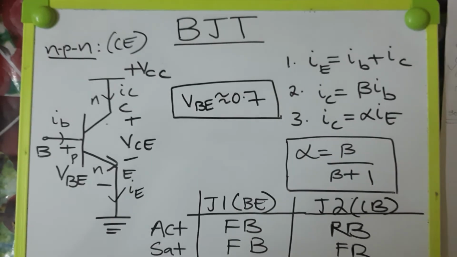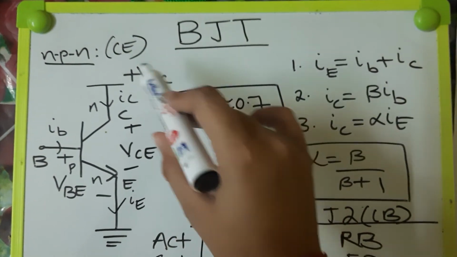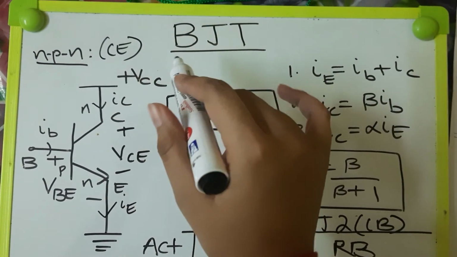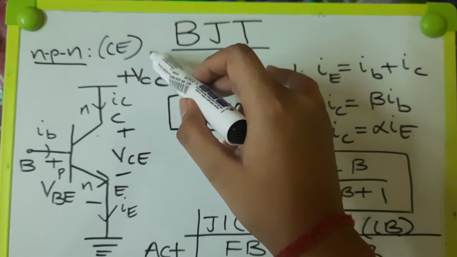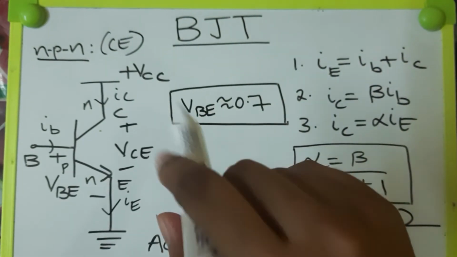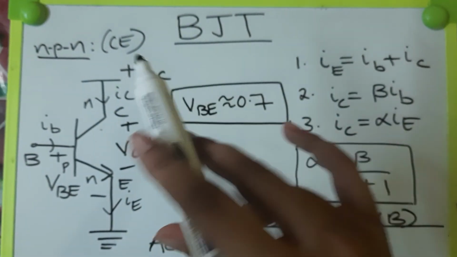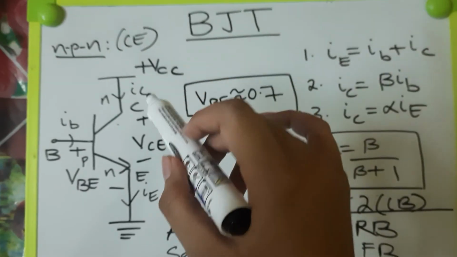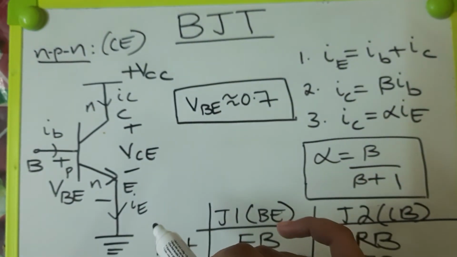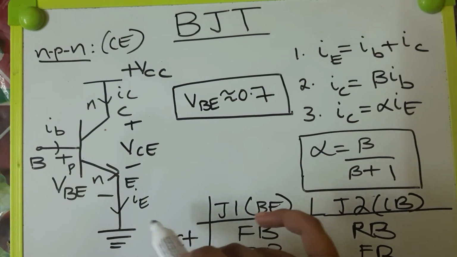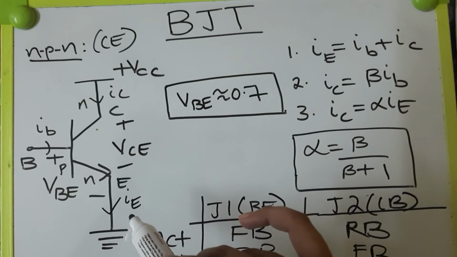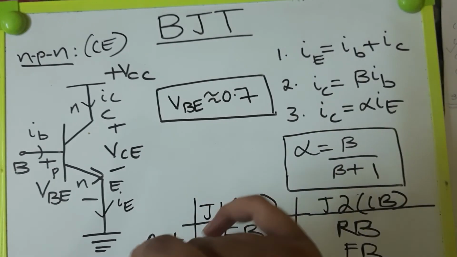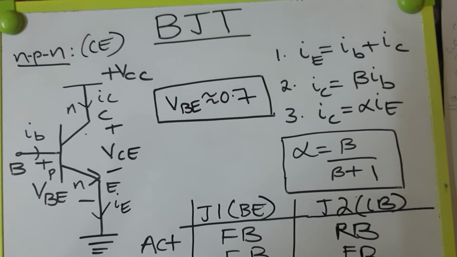So let's start. This is a basic sketch of an NPN transistor in common emitter configuration. Don't worry about the configurations, I will discuss them in detail one by one. Just take it as an example today. Common emitter means the emitter is grounded. So here I have grounded the emitter, and I will explain based on that.